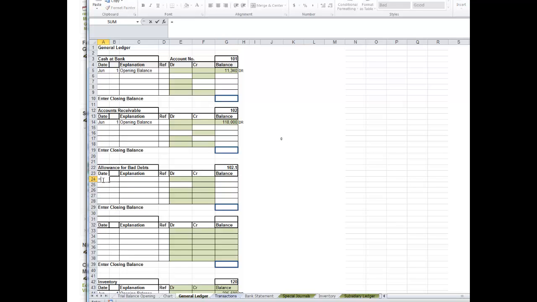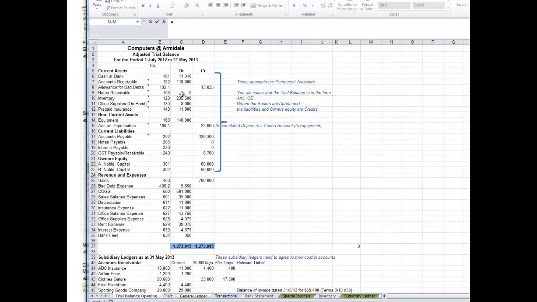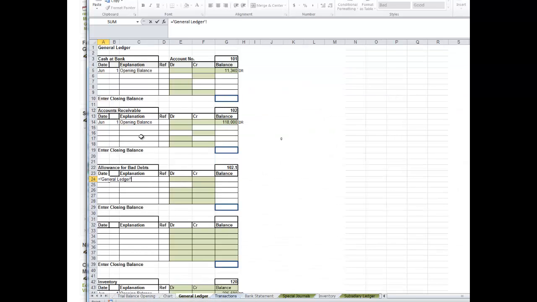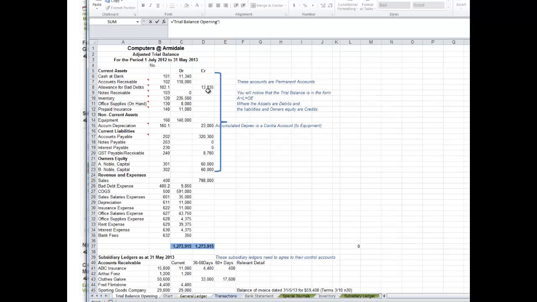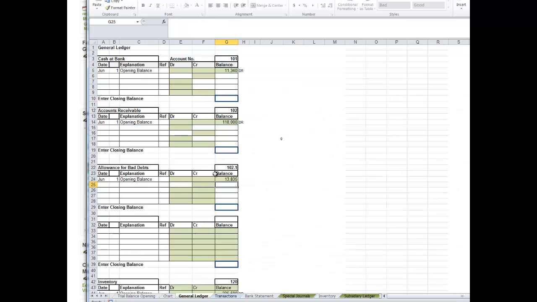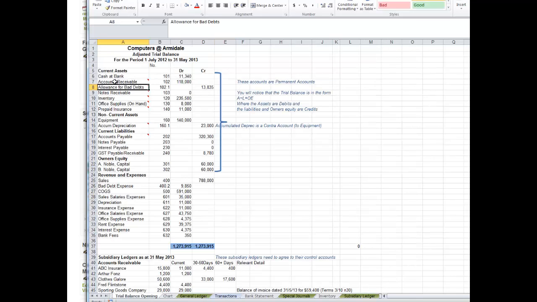Date equals June 1, opening balance, and the amount is, and we'll notice this time it's a credit, $13,835.